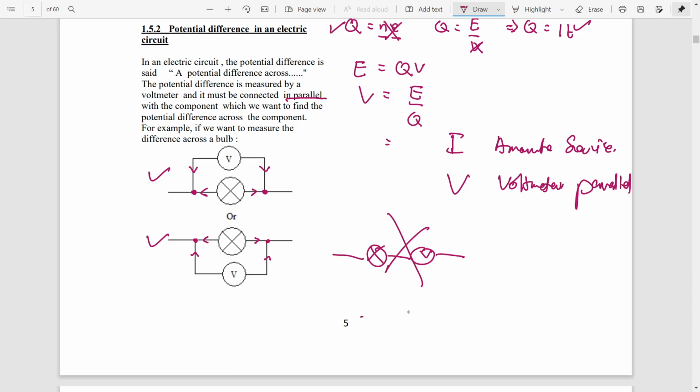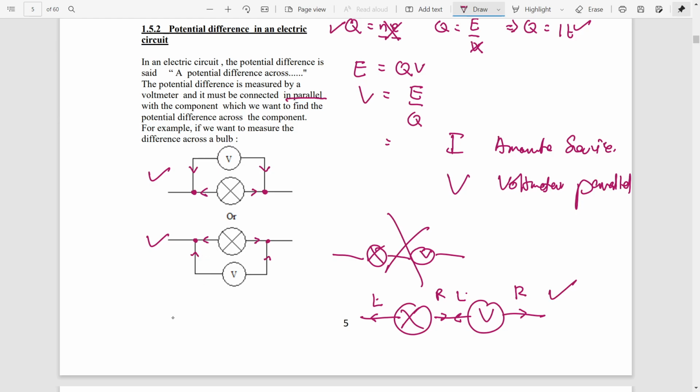Kalau series, adakah mereka bertemu kaki kanan dengan kaki kiri? Kita tengok. Kaki kiri bulb, this one, left. Kaki kanan bulb, this one, right. Kaki kiri voltmeter, this one. Kaki kanan bulb, right. So nampak dia tak bertemu. Left tidak bertemu left, right tidak bertemu right. Okay, so this is series.